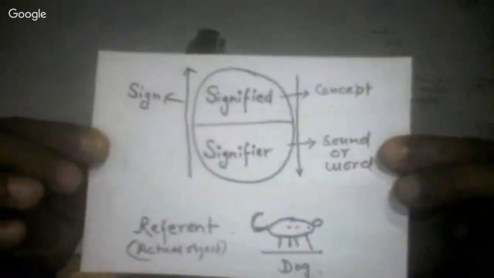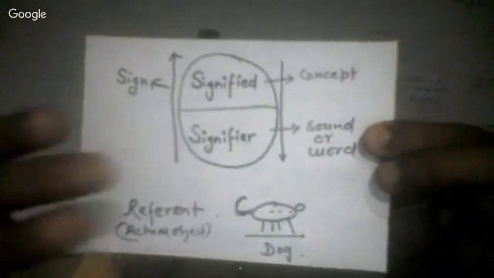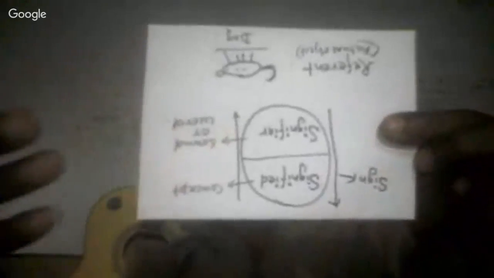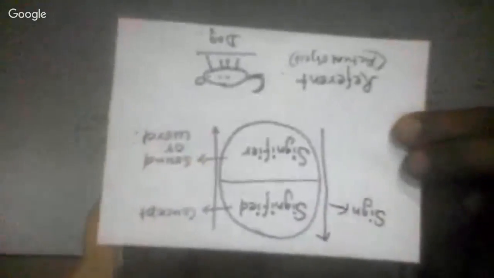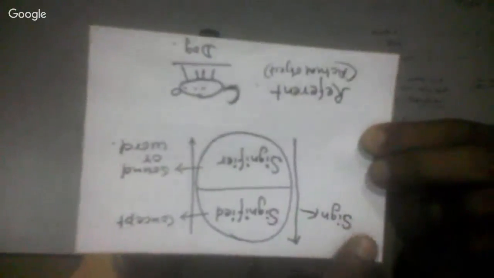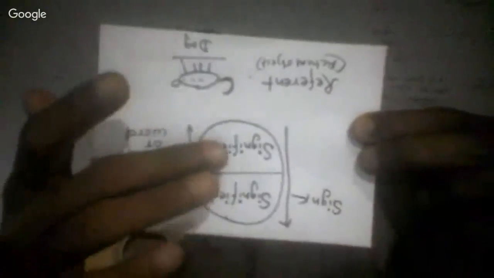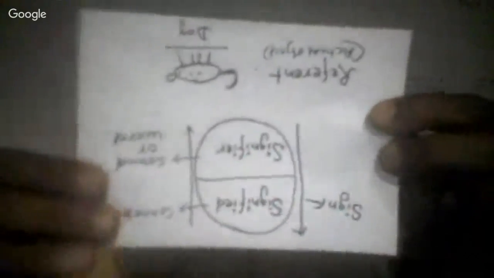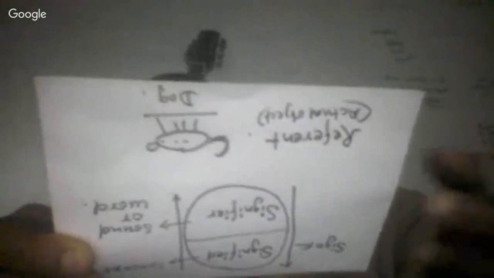I made some pictures for you to make it clear. Like here I had signifier and signified, but what happened? I don't think you can read it because I have written it. Here I wrote sign, signifier, and signified was there. And there was a concept, and here I made a dog for you, but unluckily it became upside down.